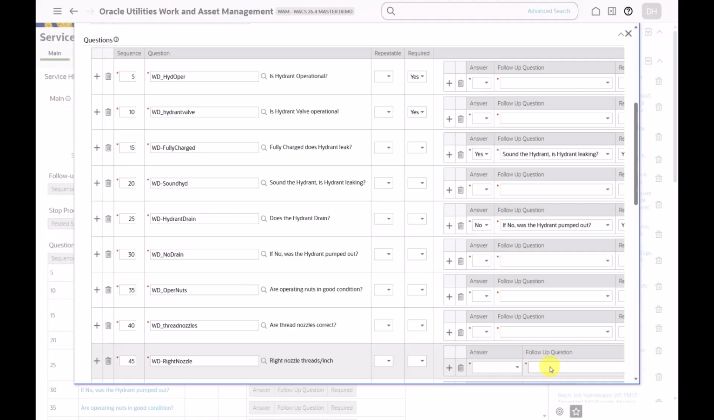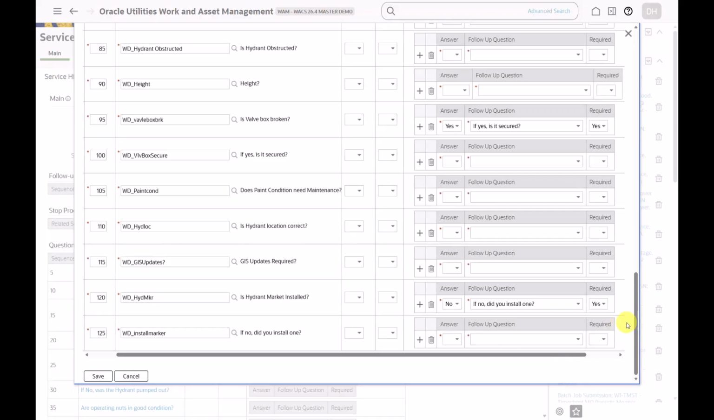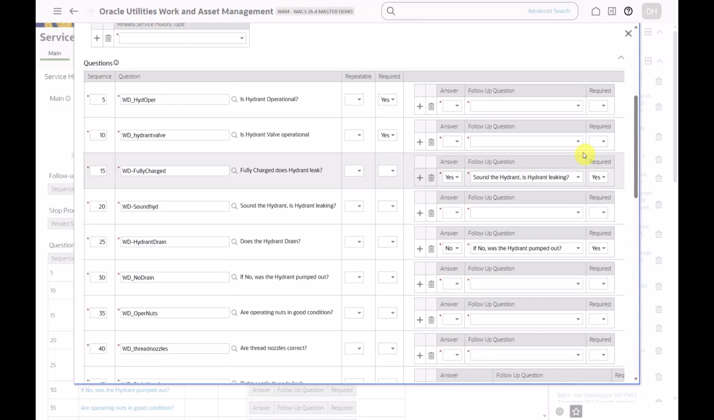So you wouldn't see that question unless you answered yes. And I also, by the way, have made that, scroll to the bottom, I have made the answer to this question required. So I haven't made this question required. I would put it yes there, but I've made the answer to the conditional question required. Similarly, if you ask the question, does the hydrant drain? If you said no, the hydrant does not drain, then you ask the question, was it pumped out? And that question is required.